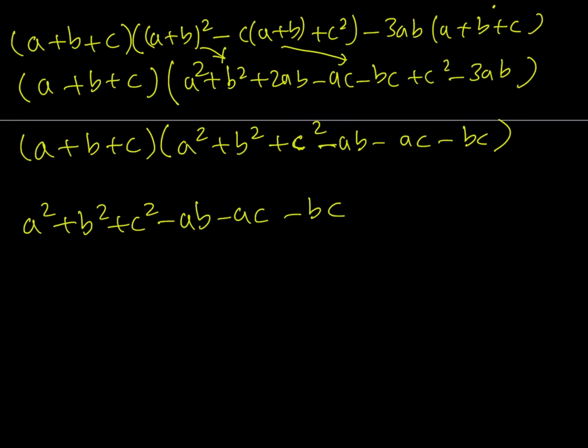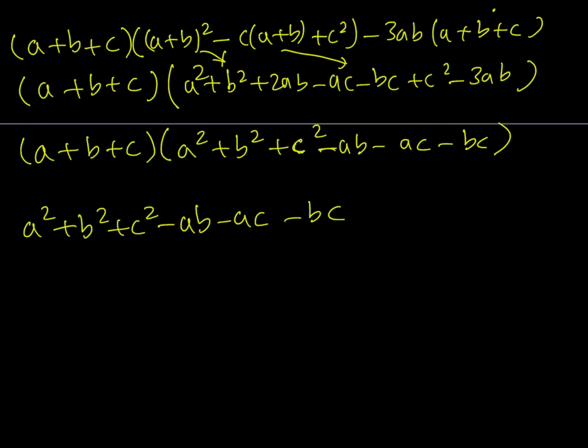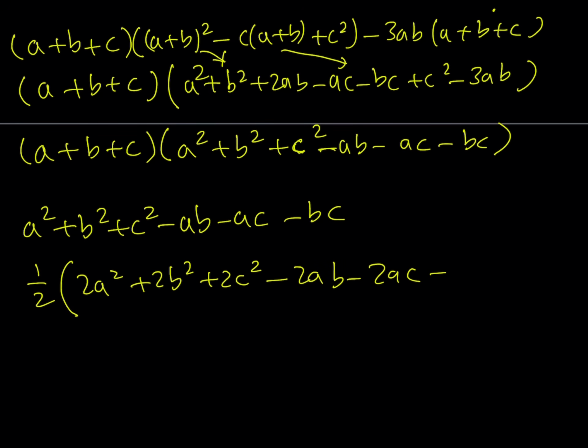Now I'm going to take this expression and call it, I don't know, maybe E, something like that. Or let me do the following. Let's go ahead and double this expression. Let's multiply everything by 2. I can also do the following: I can take out a 1/2 and then double everything inside the parentheses. How about that? That's probably better. 2A squared plus 2B squared plus 2C squared minus 2AB minus 2AC minus 2BC.